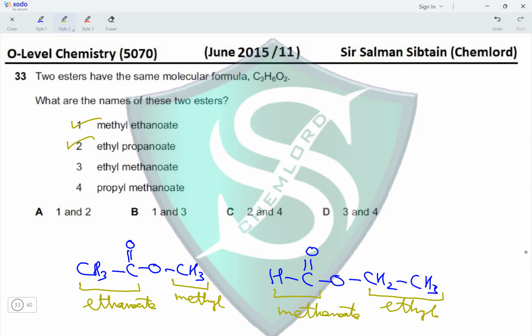Ethyl methanoate... No, this is option 3, not 2. Option 3 has propanoate written in it. This would be incorrect. We do not have a propanoate, because we cannot have a carboxylic acid with 3 carbon atoms. And in 4, we've got propyl methanoate. We cannot have an alcohol with 3 carbon atoms, in total 4 in the compound, because the molecular formula says C3. So options 2 and 4 are incorrect. Since options 1 and 3 are correct, B is the correct option for this question.